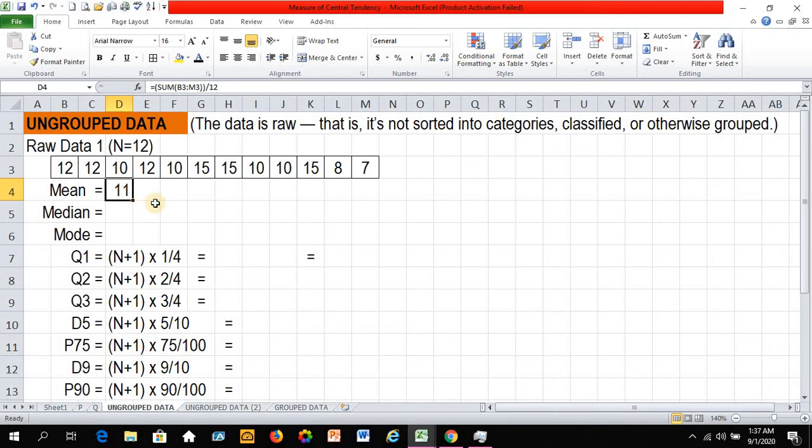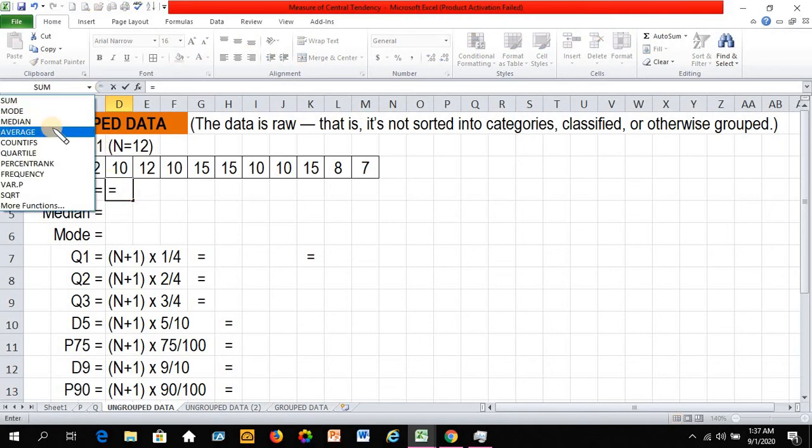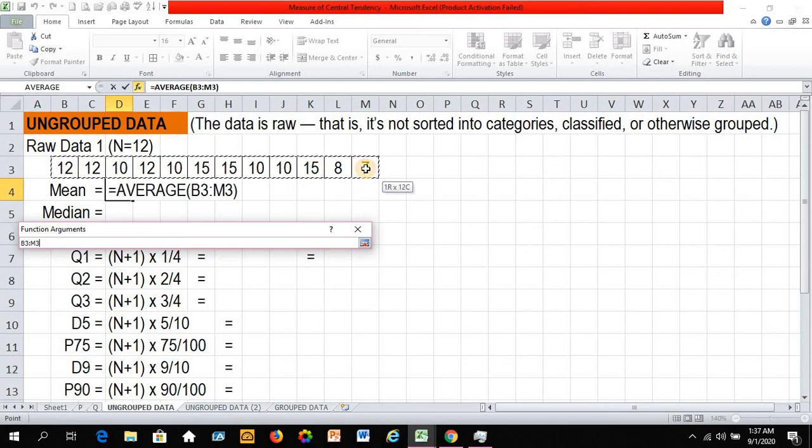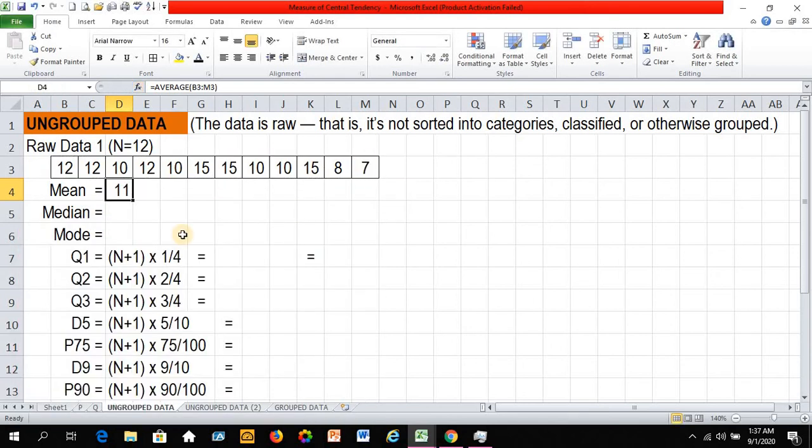Or, pwede rin naman na gamitin na rin natin yung formula ng Excel na average. And then, i-highlight mo lang yon. Then, enter. Two ways: pwedeng gamitin yung Excel, pwedeng gamitin yung manual. Ngayon, practicein pa rin natin pareho kasi pag sa exam, o kaya sa licensure examination, nagko-compute kayo ng mean, ay hindi ka naman pwedeng mag-Excel. So, dapat alam mo rin kung paano yung long method.